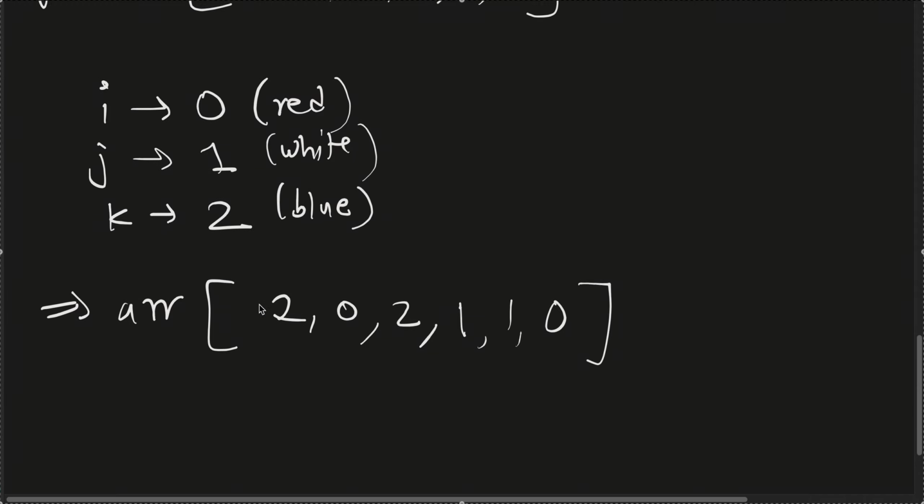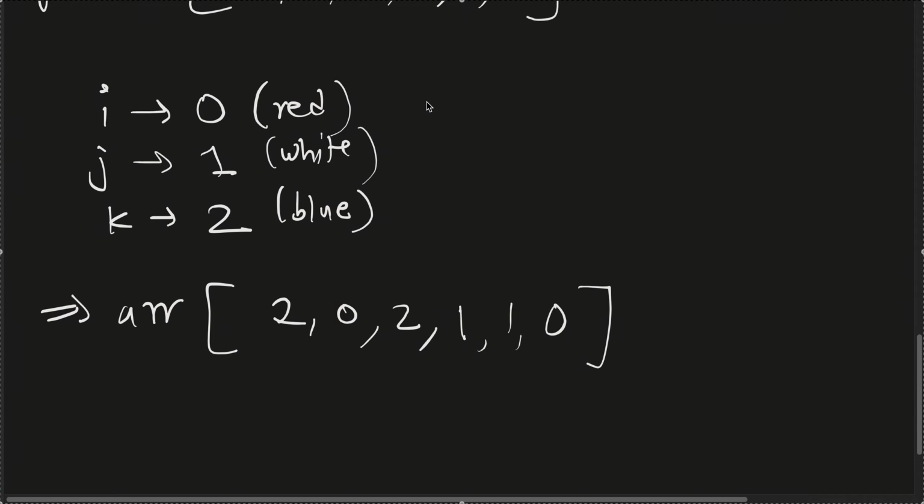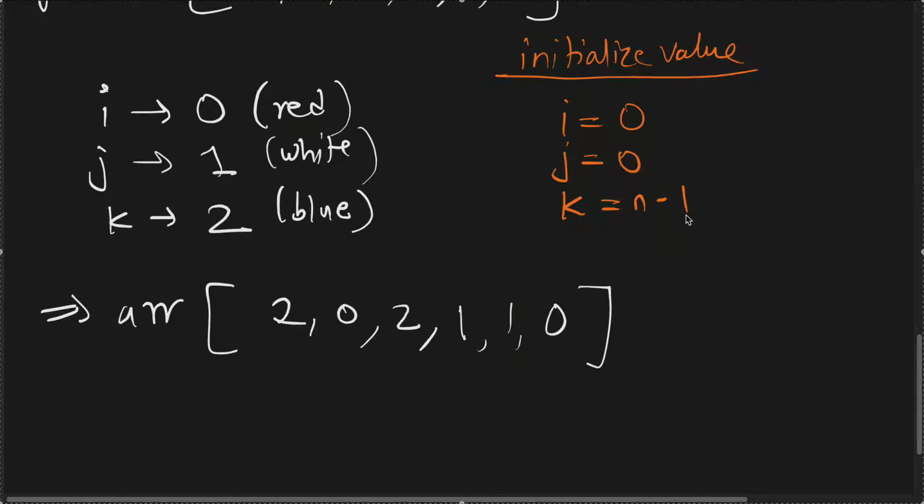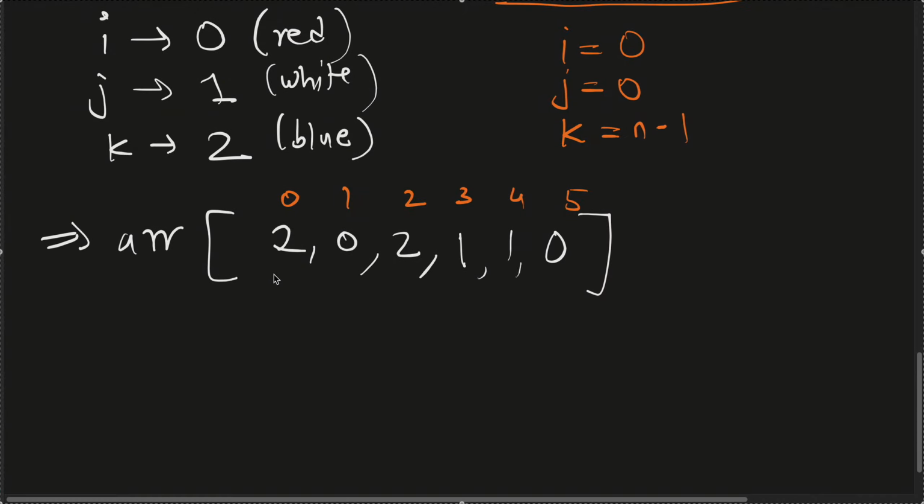Right, now as there are 3 pointers, the next important thing is how can we initialize them, right? What will be the initial value of all the 3 pointers? So let's say i is at 0, j is also at 0, k is n minus 1, where n is the number of elements present in the array. So let me do indexing 0 1 2 3 4 5, right? So i is here, j is also here, and k is at the last position.